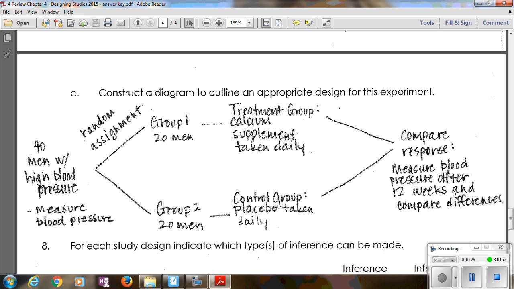And this would be the differences in the blood pressure after, and again, I just made up the 12 weeks. Because that's typically, if you're doing a medical study, it's usually 12 weeks, 3 months, something like that. So that's why I chose that. But you can choose a different span of time, and that's fine.